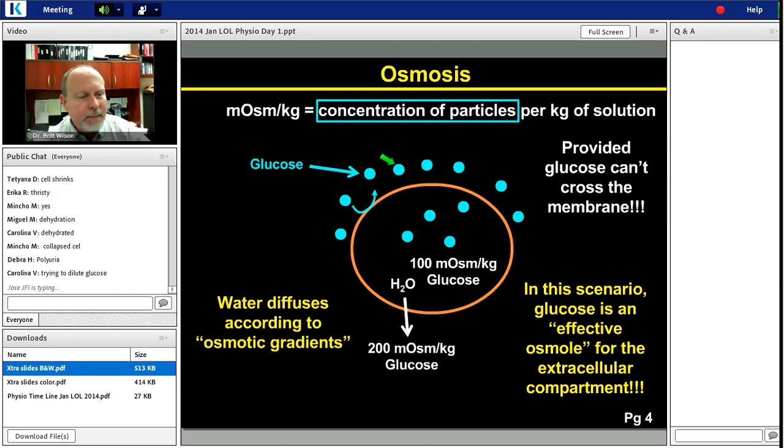So understanding our core allows us to apply the principles under a variety of conditions. We're not memorizing all these conditions. We just say, hey, I know in diabetes mellitus, glucose can't cross the cell membrane. So it's going to pull water. It's an effective osmole. Okay? So, very important construct. Must be able to work with the idea of osmotic gradients.